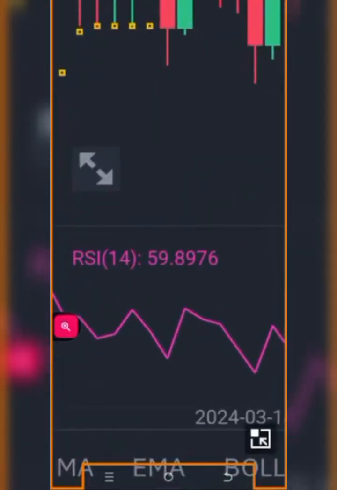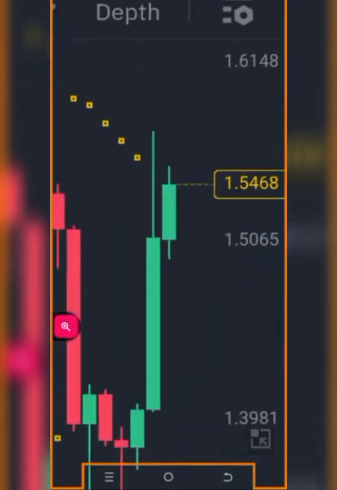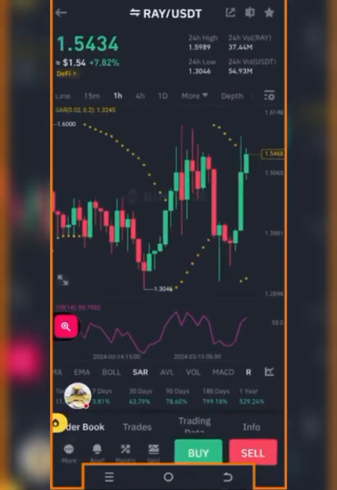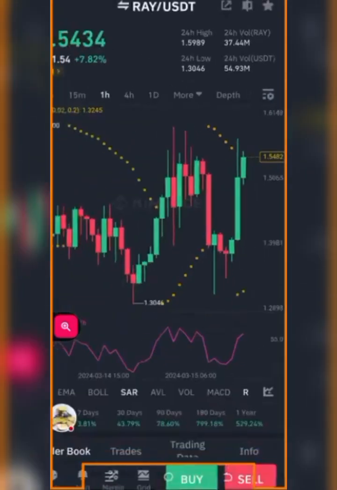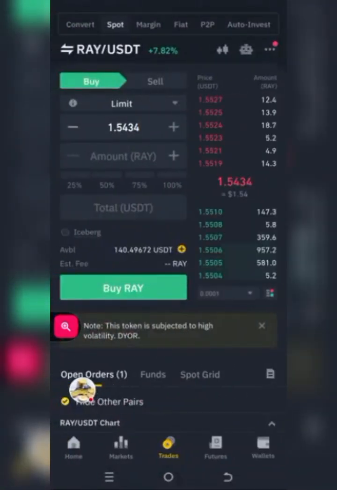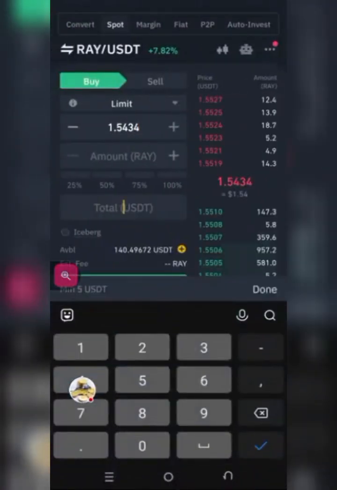Maybe we will take this one. 59, I don't like that. It's quite low, but it already has the second parabolic SAR. It looks like it's going up. Let's go with it. The volatility is high. I can only try to pick this and see. Let's wait and see.